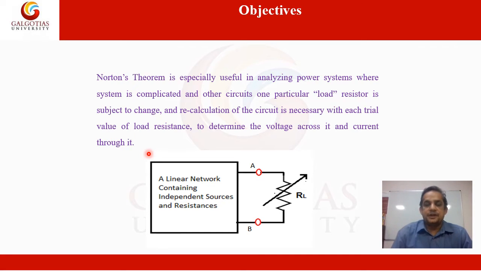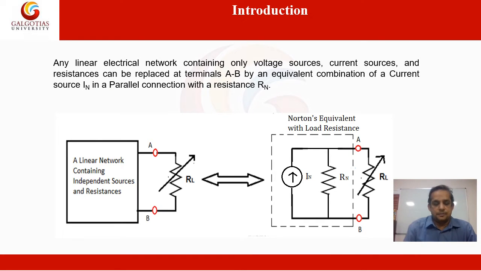This theorem is used for DC circuits where the system is a linear network containing independent sources and resistance. We can use this theorem only for DC circuits. Okay, now come to the next. Now come to the introduction.